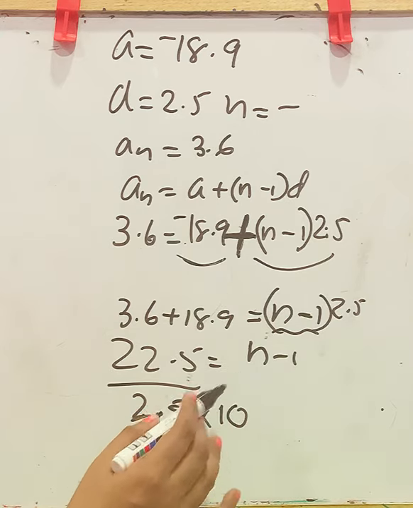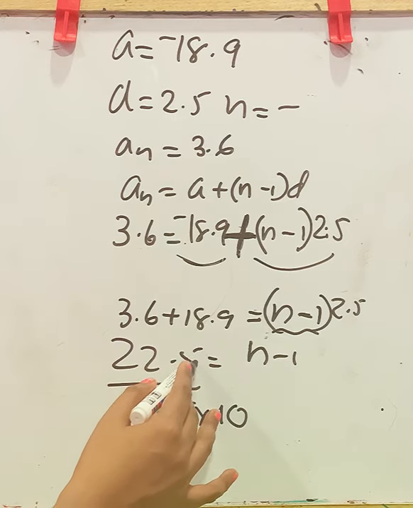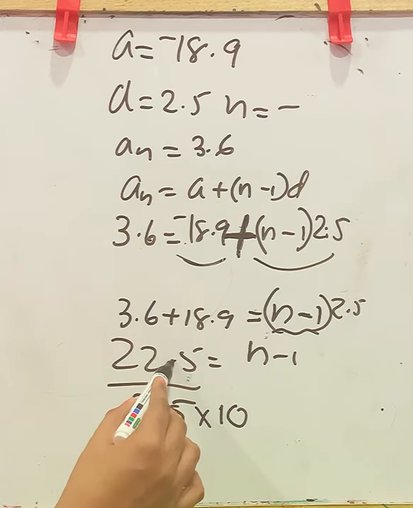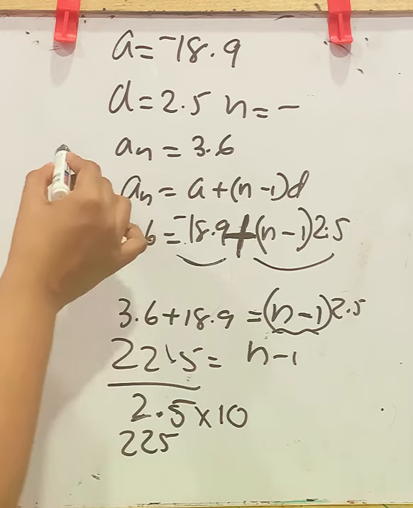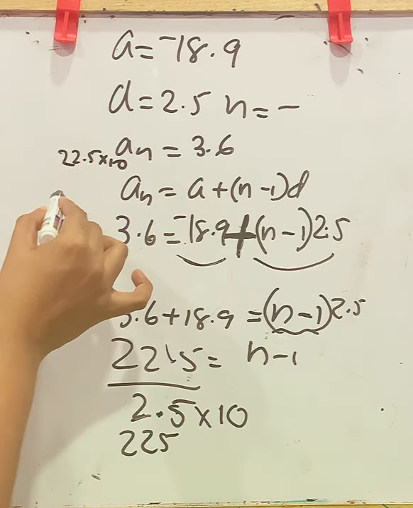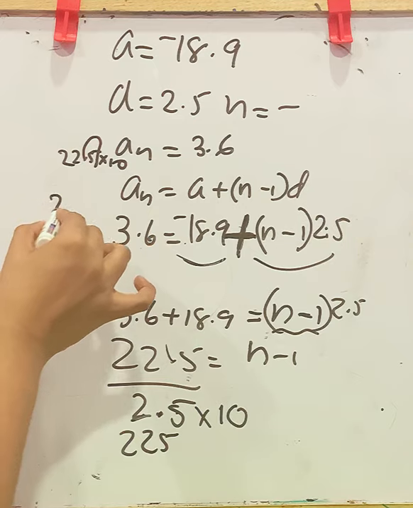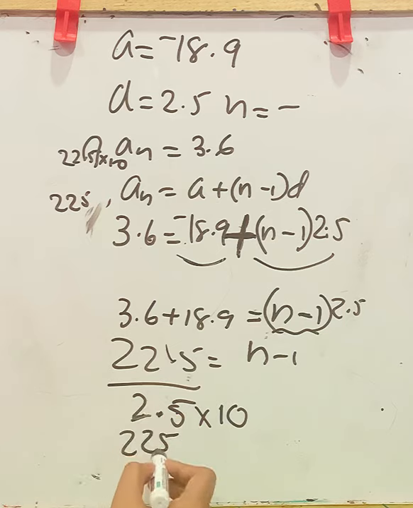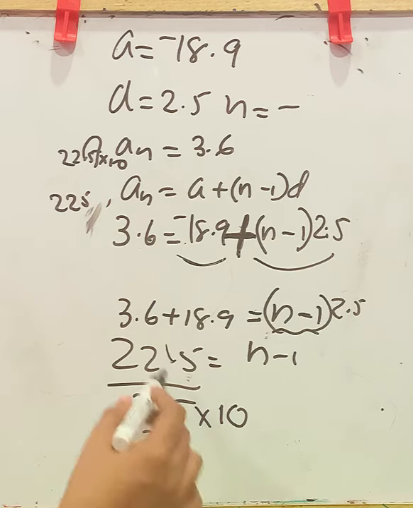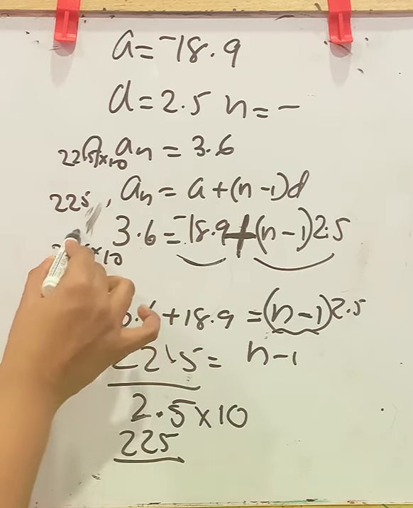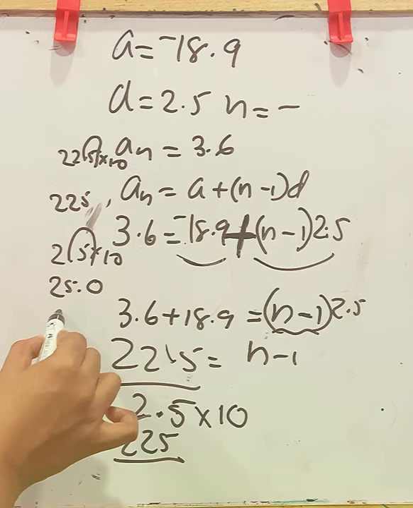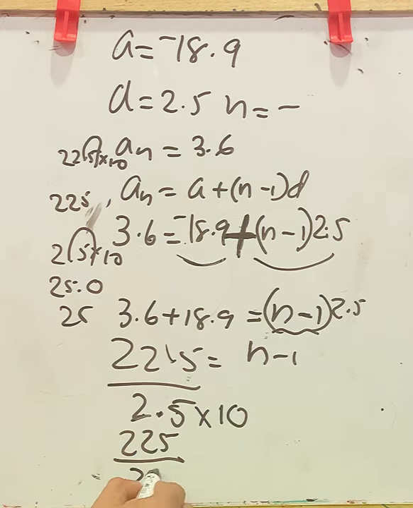Whatever you multiply with the denominator, you have to multiply in the numerator also. So here also it becomes 225. That is 22.5 into 10. The decimal jumps to the right side. Decimal goes one place to the right. That is 225 point 0. That is 225. So we will write it here 225 by 2.5 into 10. Again the decimal jumps to the right. It becomes 25.0. And this 25.0 means 25. So 225 by 25 equal to n minus 1.